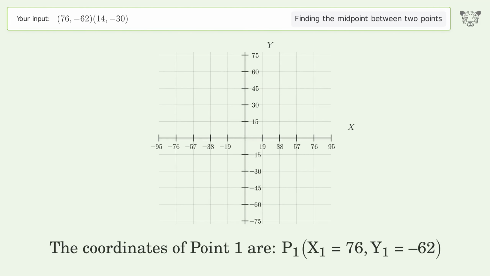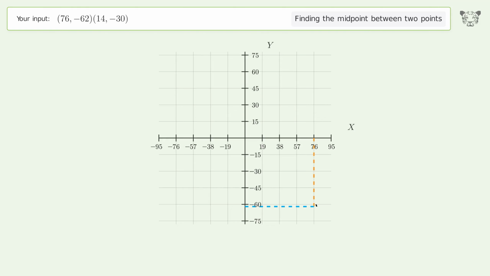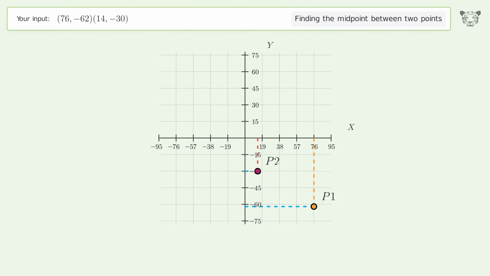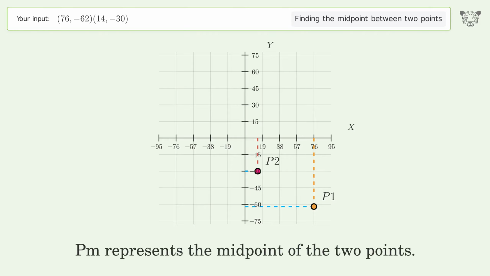The coordinates of point 1 are x1 equals 76, y1 equals negative 62. The coordinates of point 2 are x2 equals 14, y2 equals negative 30. PM represents the midpoint of the 2 points.